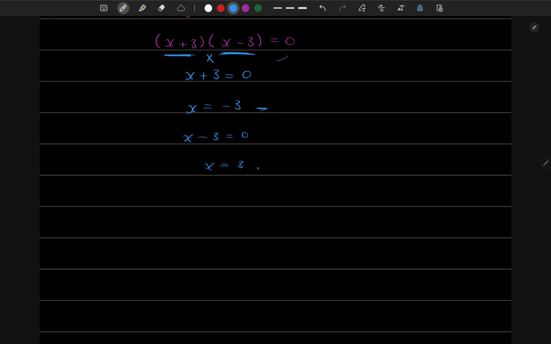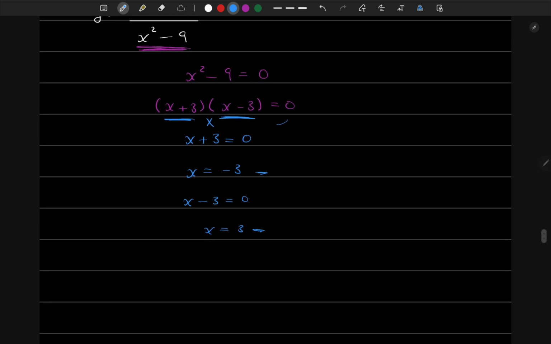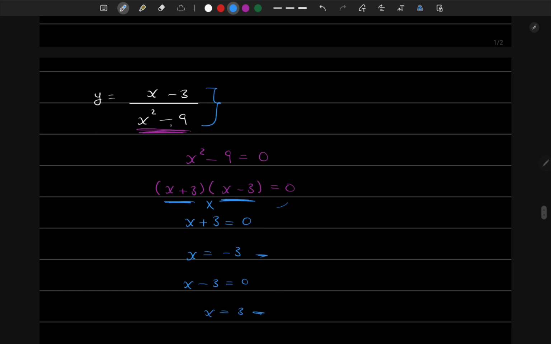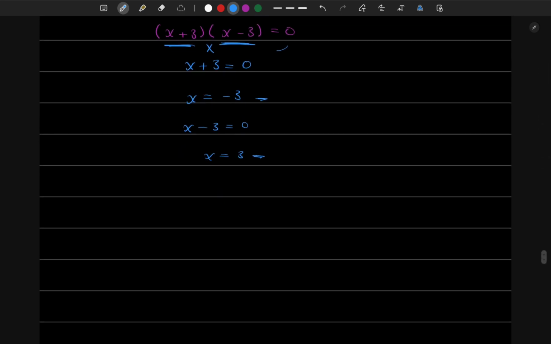So negative 3 and positive 3 are the two values that, if I use them in this function, I'm going to get a 0 in the denominator, and so those two values cannot be in my domain. Any other value is okay. So the domain for this function is R minus negative 3 and positive 3. That means all real numbers are okay except for negative 3 and positive 3.